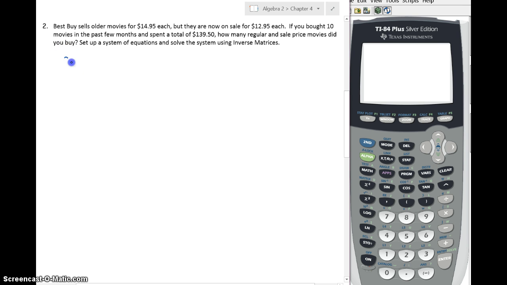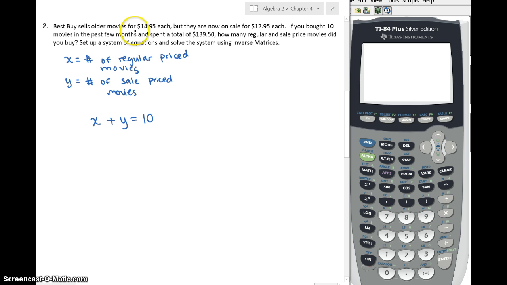Let's say that x equals the number of regular price movies, and let's say y equals the number of sale price movies. Okay, so we know a couple things. First, we know that we bought 10 movies total. So the number of regular price movies we bought plus the number of sale price movies we bought has to equal the number 10.